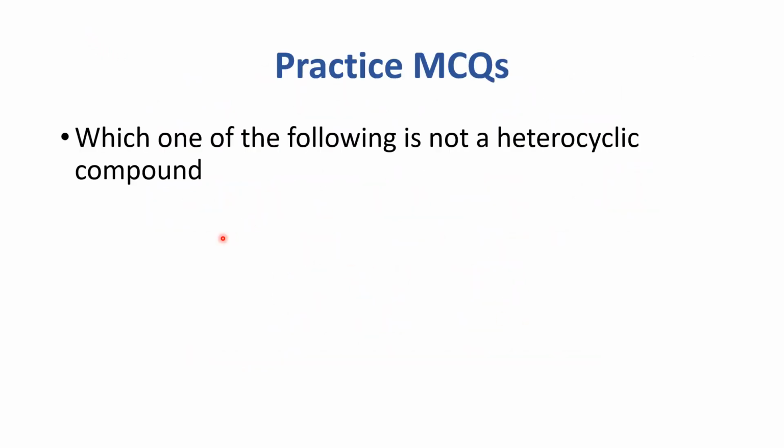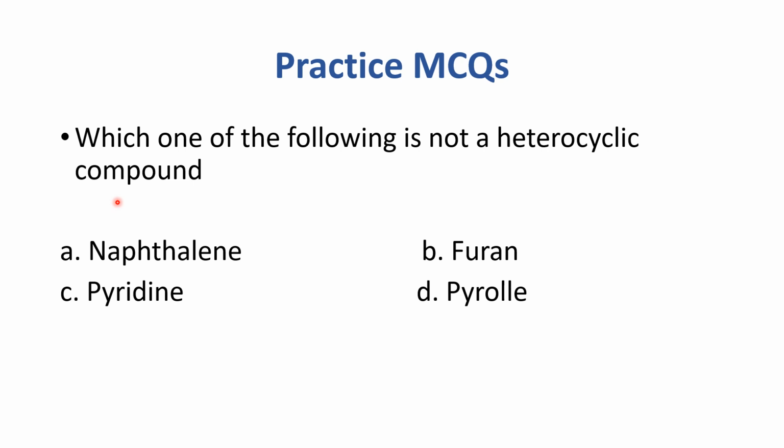Here we have a question. Which of the following is not a heterocyclic compound? The options are naphthalene, furan, pyrimidine or pyrrole. And the correct option is naphthalene. Naphthalene is a fused ring structure which is homocyclic.